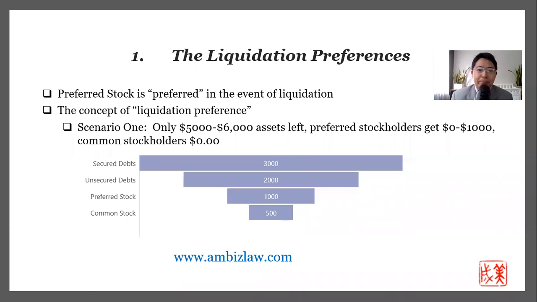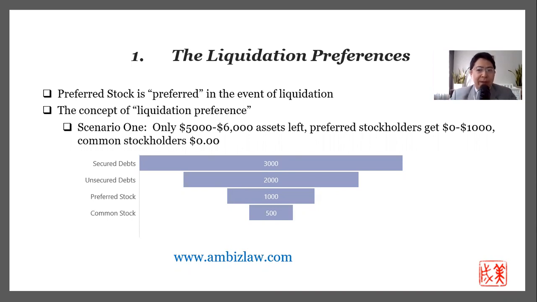Scenario one, you see the company has secured debt, meaning it's secured by its assets, of $3,000 and unsecured debts of $2,000, preferred stock that has an original capital contribution of $1,000 and common stock that has an original capital contribution of $500. So if the total value of the assets of the company in the event of liquidation is between $5,000 to $6,000, right? First, you need to use the money to pay the debts off.